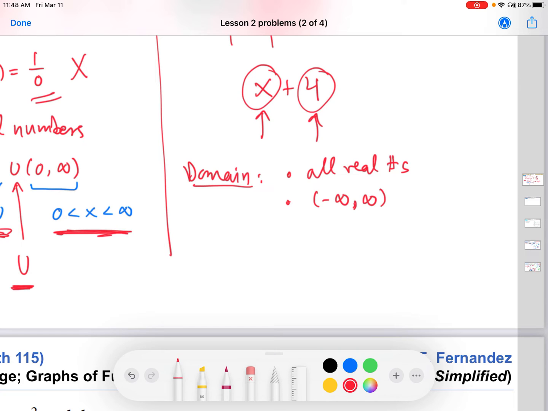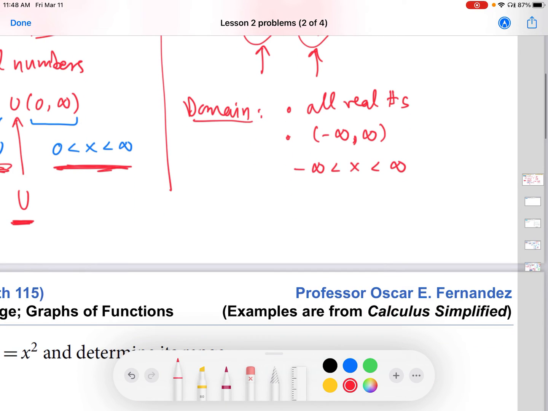So now, again, we're saying here all of the x values between negative infinity and infinity. Those are all the real numbers. The last way, just to introduce a little tidbit of new notation here, is this symbol. This is the set of real numbers.